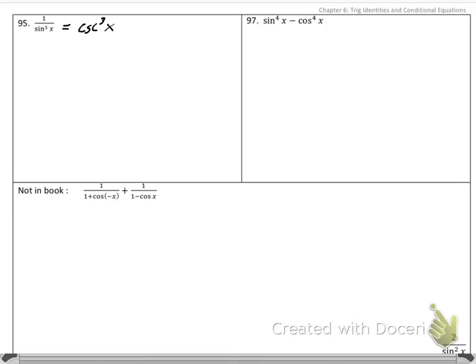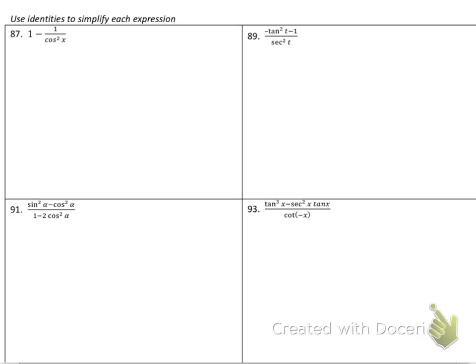All right, other questions? Yeah? 91. So there's a couple ways to do 91. What I'm going to look at is the fact that, well, I have sine squared minus cosine squared. We know that sine squared plus cosine squared equals 1. Can I just say it's close enough? Is that okay? And just say it equals 1, kind of?